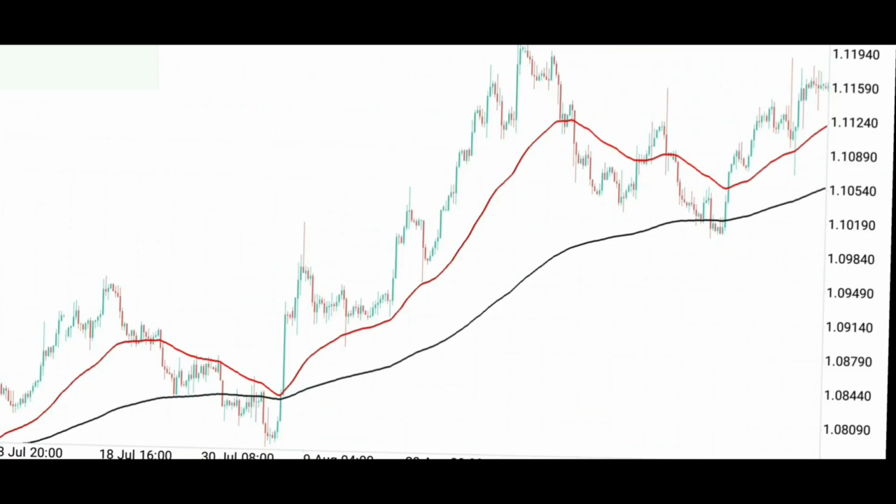Now let's see the charts. So this is moving average period 50 and 200. The one in red is period 50 and the one in black is period 200. So we have moving average 50 and 200 on EUR/USD 4 hours time frame.